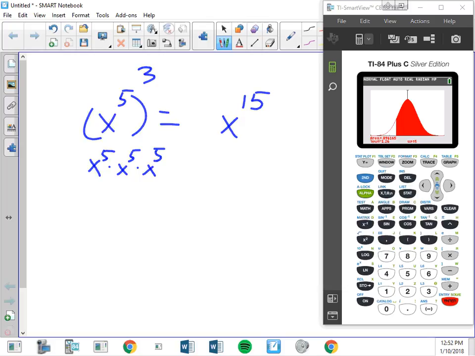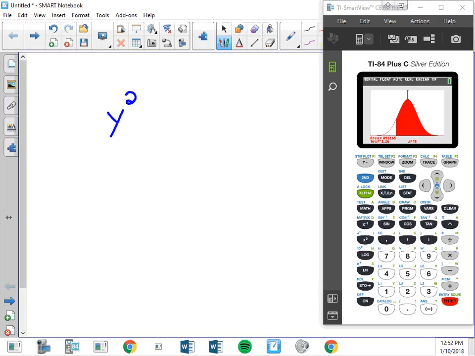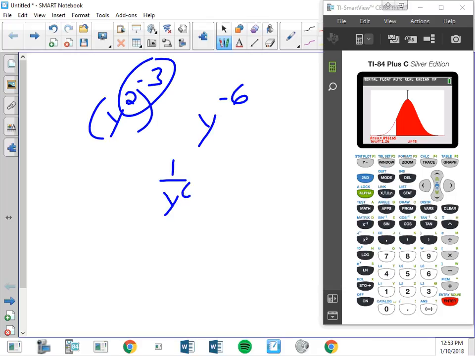What if I did this? y squared to the negative 3. Now, you can either flip it now, or you can flip it later. It doesn't matter. So let's multiply these together, and I get y to the negative 6. Flip it upside down. 1 over y to the 6. That's the answer.